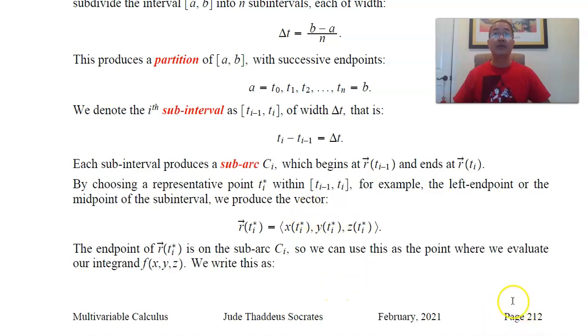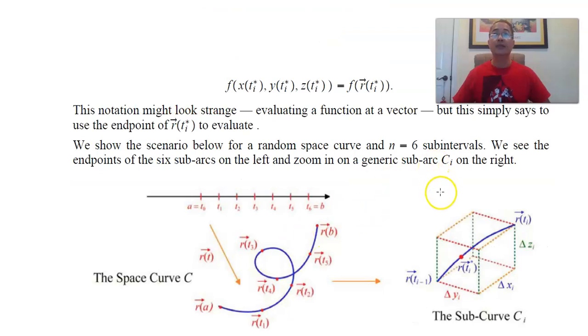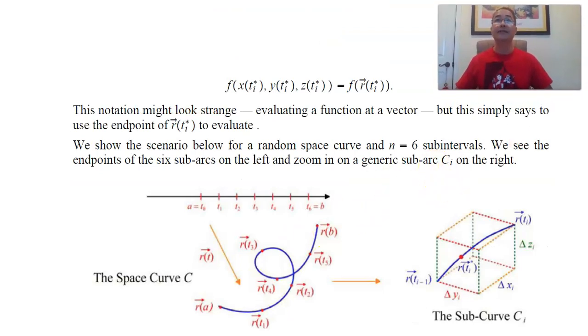I'm actually at page 212, because just to show you, I literally cut and pasted what we have here in that section we were at just now. The next step is to pick a point ti star within each subinterval, and then we get a representative point corresponding to ti star, which is on the subarc corresponding to this subinterval. What is important, of course, is the picture that we see on the next page.